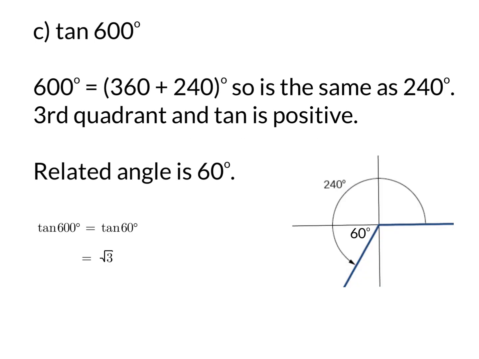Tan of 600. So 600 is obviously more than 360. So we just work out how much more than 360 600 is, which is 240. That puts it in the third quadrant, where tan is positive. The related angle in that third quadrant is 60 degrees. So tan of 600 is the same as tan of 60, which is surd 3.